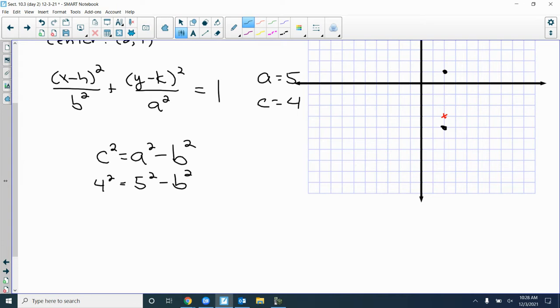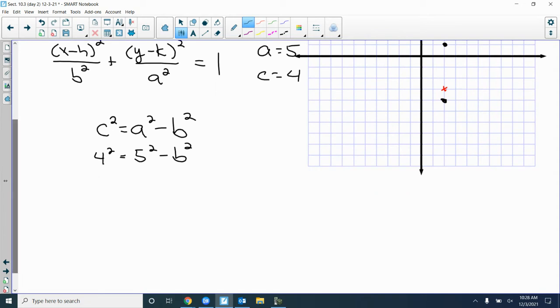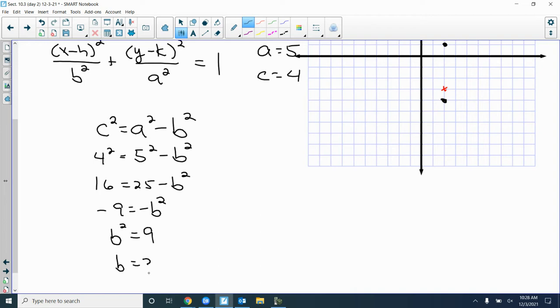Hey, when you're doing your work, if you get negative numbers, that's like a big red flag for a final answer. Okay, so like if you subtract, you get like B squared is -9. Probably, either put something in the wrong spot or had something listed incorrectly. So I got 16 equals 25 minus B squared. I do get -9 equals negative B squared, which is just B squared equals 9. I really don't need B because I really only need B squared, but B is 3.